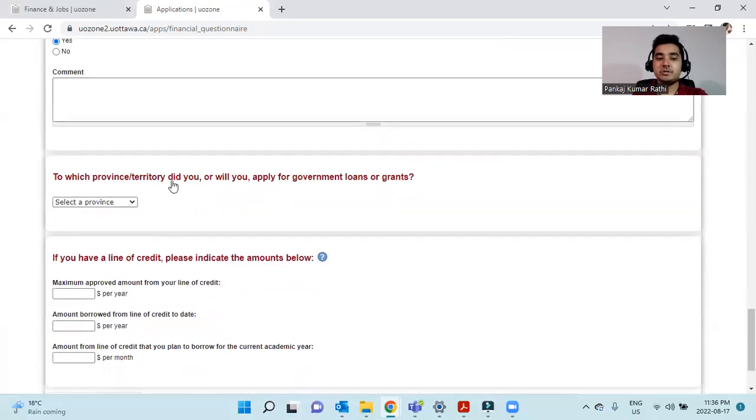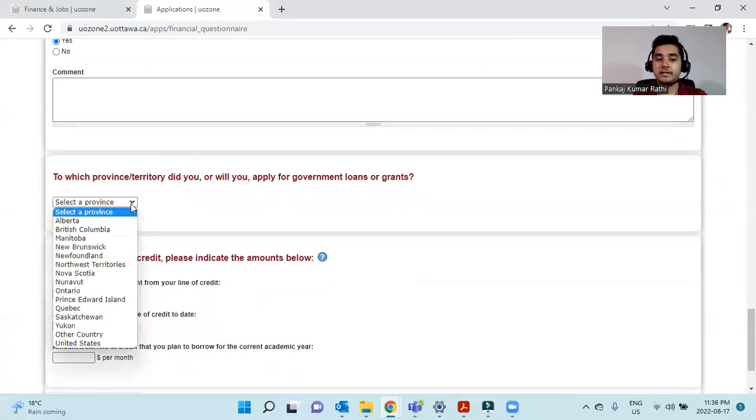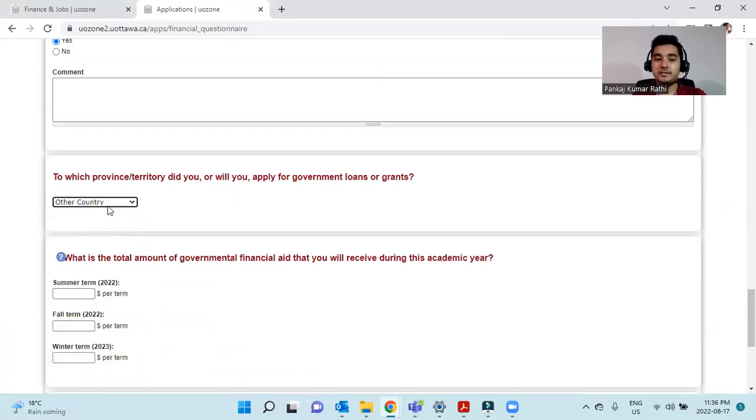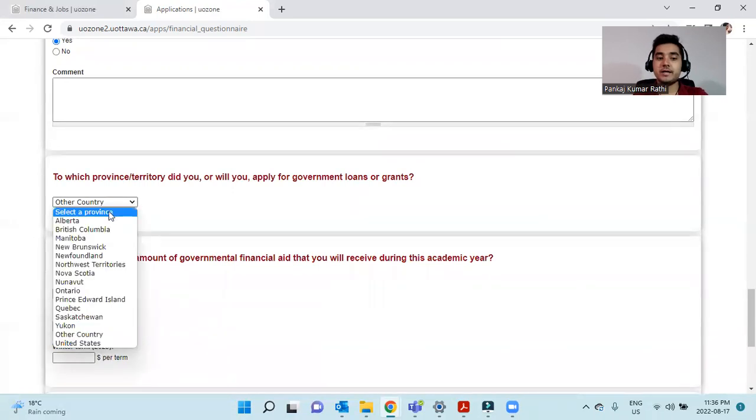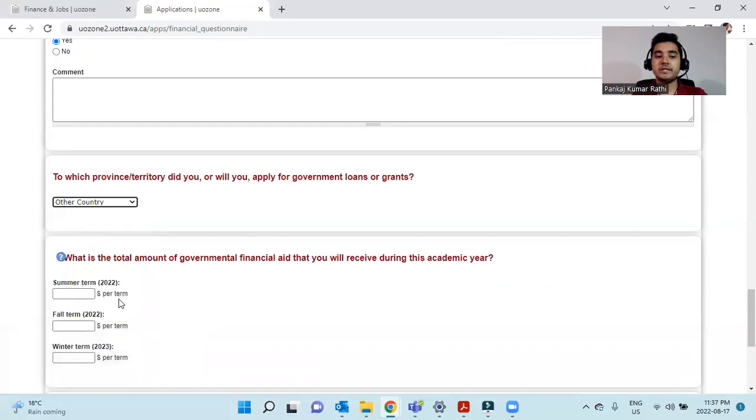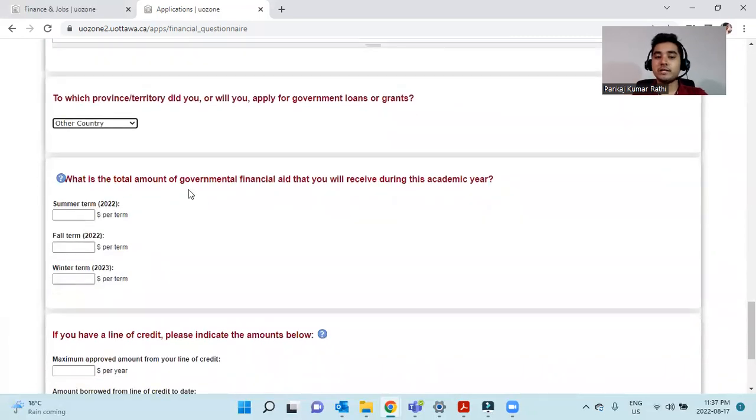To which province or territory did you or will you apply for government loans or grants? Since we have taken from our home country, it will be mentioned as other country. If you are a resident of Canada, and if you have taken loan from any of the provinces, mention that. But since we are international students, we will be taking loan from our home country, so it will be the other country.